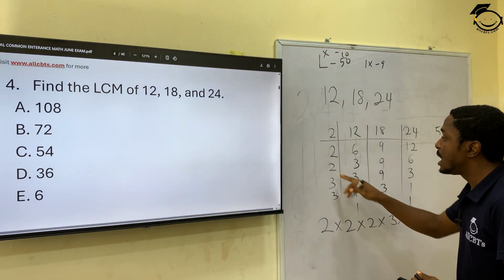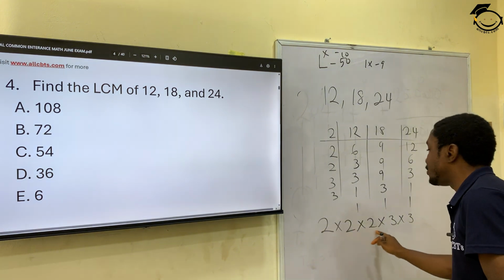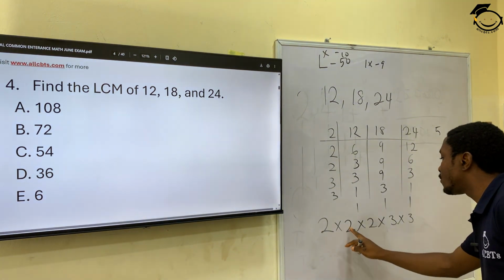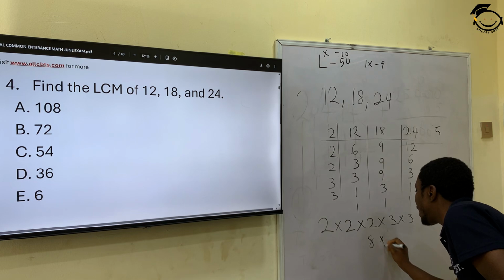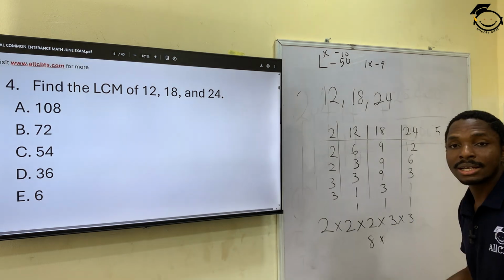Here are my 2 3s. And I have 3 2s here. Here are my 3 2s. So 2 times 2, 4. 4 times 2, 8. So 8 times 9, 3 times 3, 9.